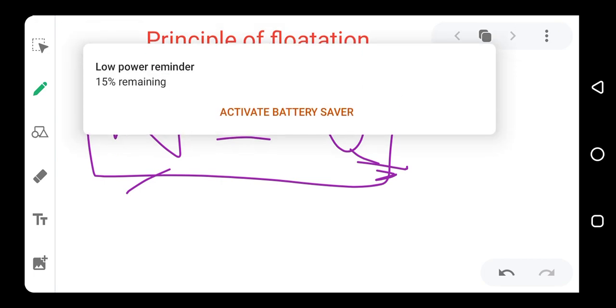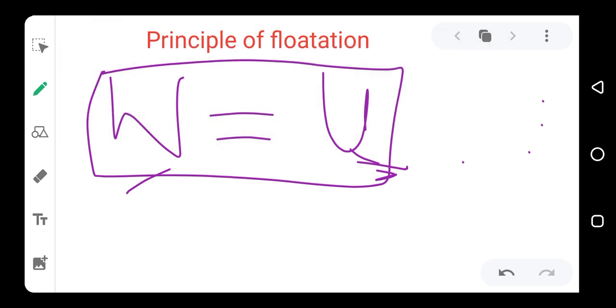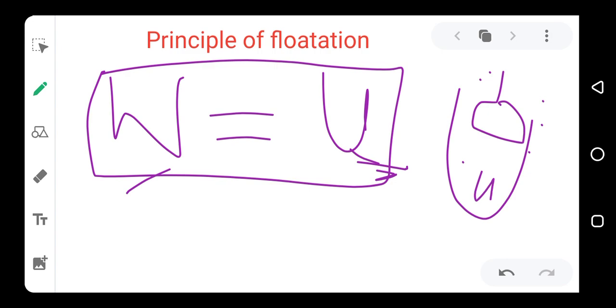So if we have a liquid like this, and we have an object coming down to it, then there is an upthrust U that is acting opposite to the weight of the object. So the weight of the object is coming down while the upthrust is pushing it up. Now this upthrust is different in different liquids.